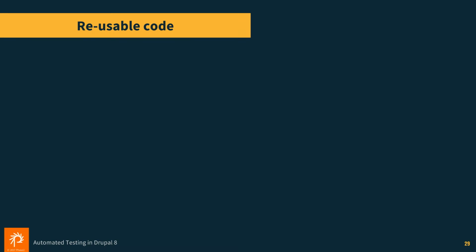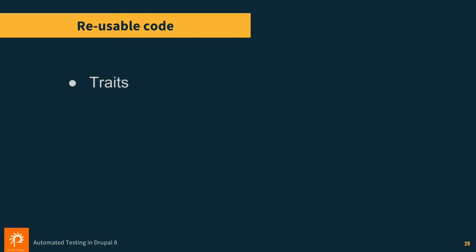When you're writing tests, you want to leverage as much reusable code as you can. And one way that core does that is with something called traits. Because there are these different test types, you don't want to have the method that creates a node recopied into every test class. So core ships with a bunch of traits. One is called node creation. It lets you quickly create a node. User creation. There's a bunch of them.